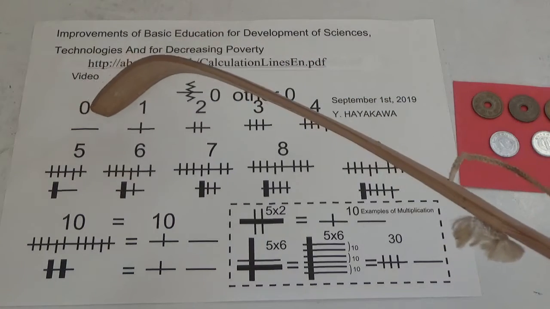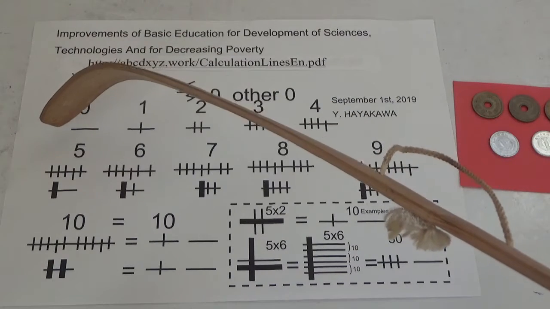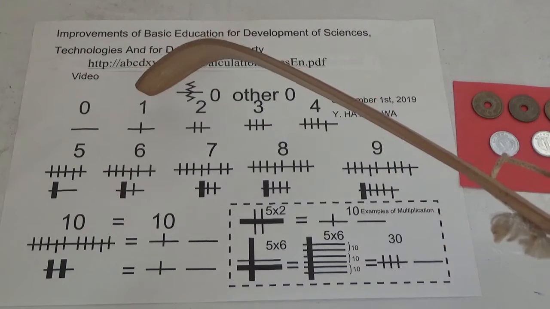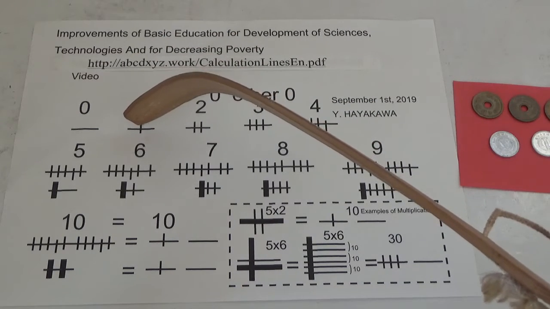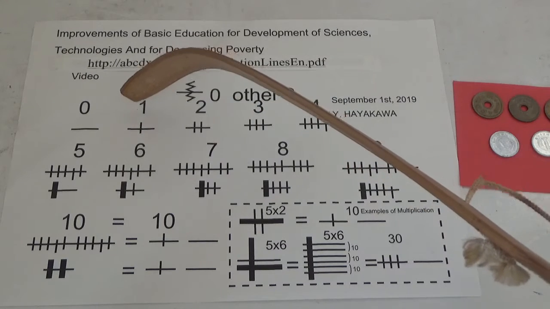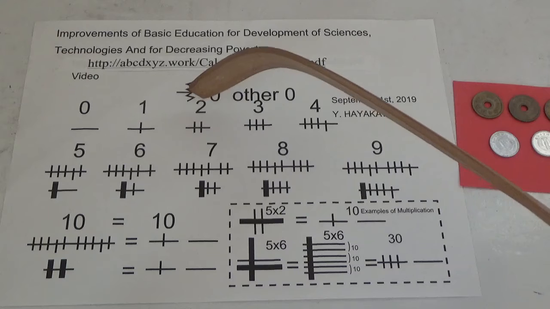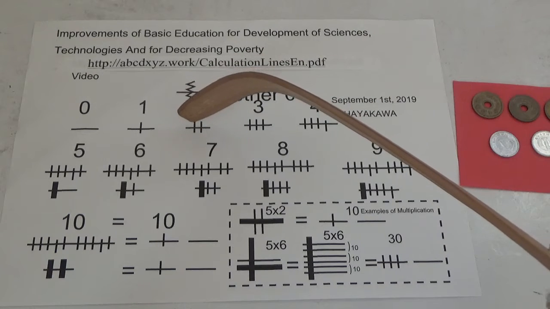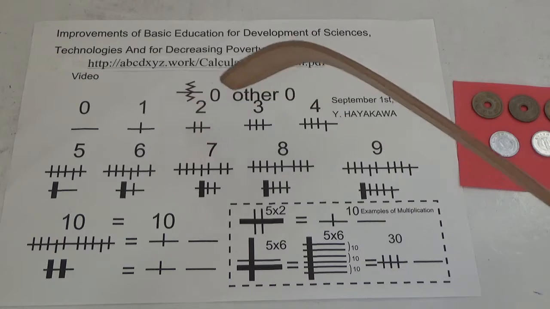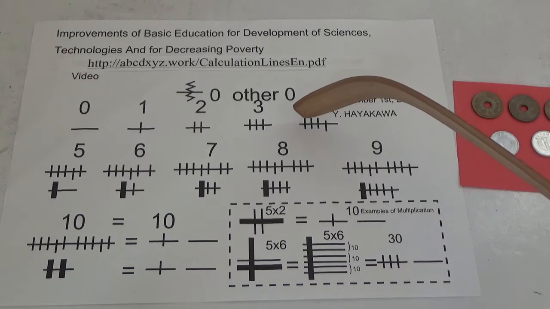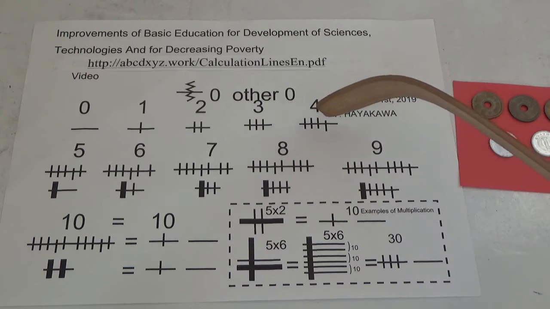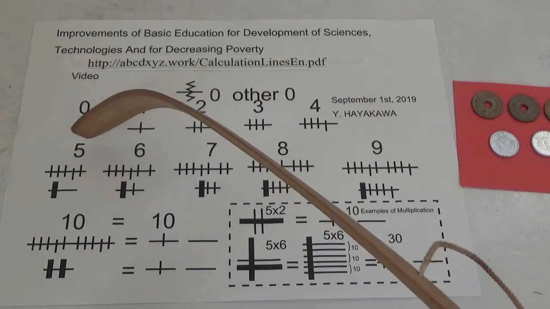First, this is 0, which has only a horizontal line, and this is 1. It has a vertical segment line, and the crossing point is a number. This is 1 point. 2 vertical lines, and 2 crossing points. 3, 4. In the case of 4, it is difficult to count, so the fourth line segment is written a little lower, and this is 5.